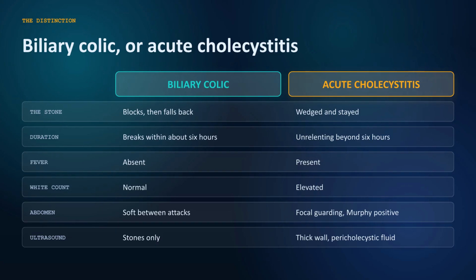Acute cholecystitis is a stone that stayed. The pain does not break. The patient becomes febrile. The white count rises, and the right upper quadrant is genuinely tender with a positive Murphy sign. Same stone, same duct, but obstruction that persisted.